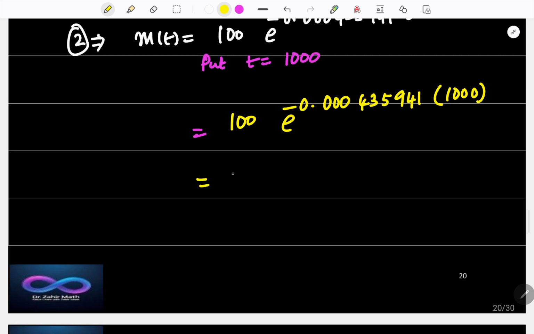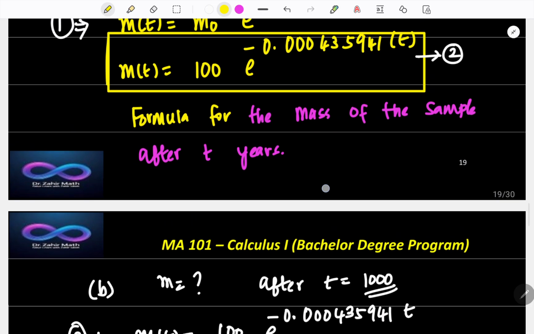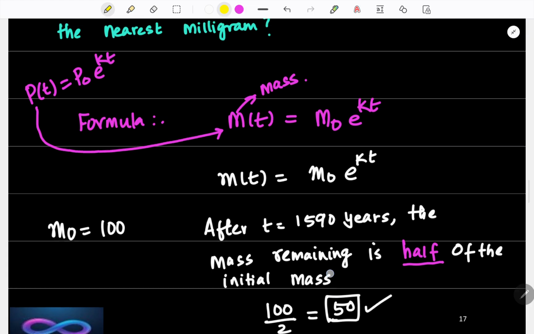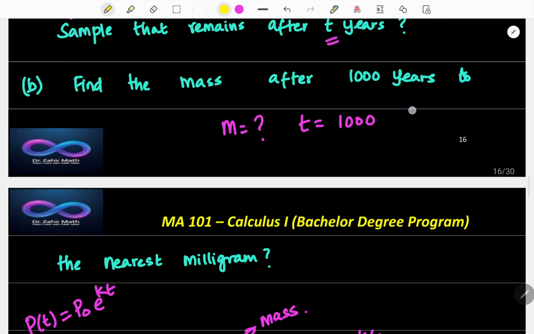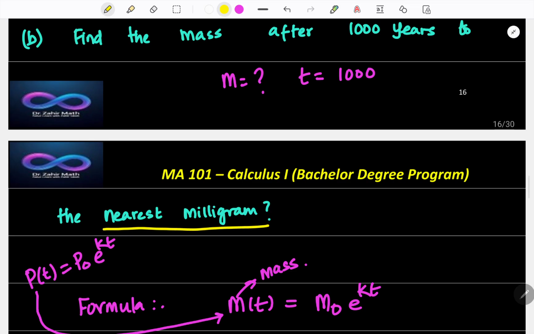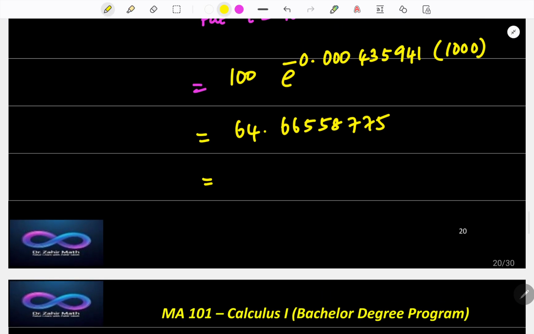Okay. In the calculator, you will get 64.6658775. The calculator is very small. So what is the question? Nearest milligram, they asked. Can you see that question? I'll read it again, which is nearest milligram. So find the mass at t equals 1000 years to the nearest milligram. So it means you have to approximate it. That's the meaning. So 64.666 will give you 65 because it is more than 0.5. So 65 milligrams is your final answer.